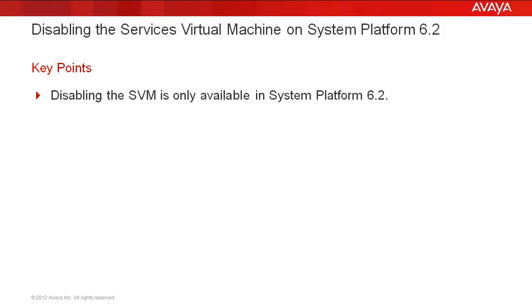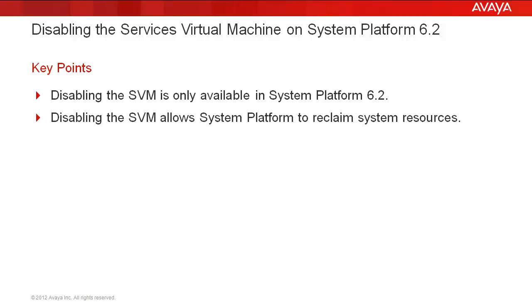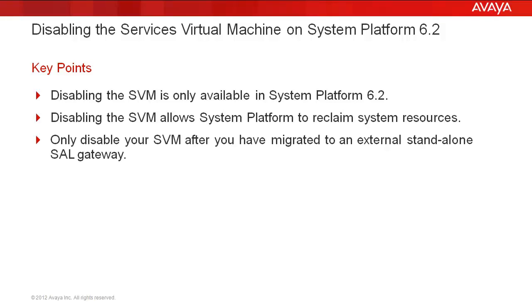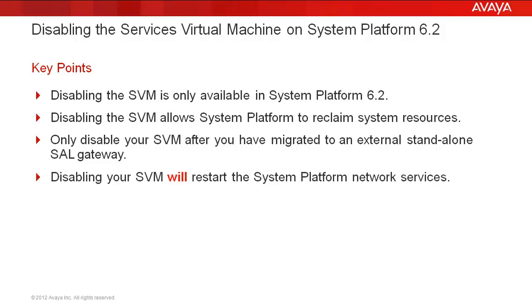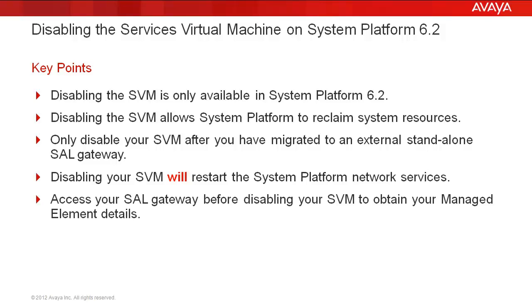Disabling the SVM is only available on System Platform 6.2. Unlike disabling your Secure Access Link Gateway, disabling the SVM allows System Platform to reclaim system resources such as memory and CPU. You should only disable your SVM after migrating your System Platform and Solution Template devices to an external standalone gateway. Disabling your SVM will restart your network services, and System Platform may not process packets during these few seconds. And finally, it is recommended that you access your cell gateway before disabling your SVM and write down or export the details of your managed elements for future reference.